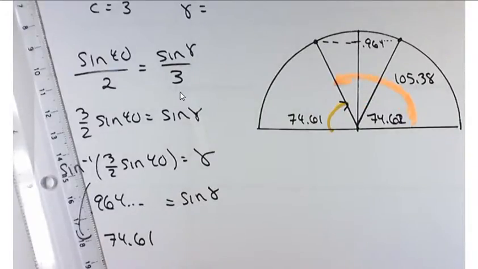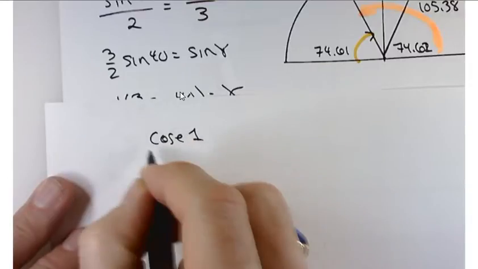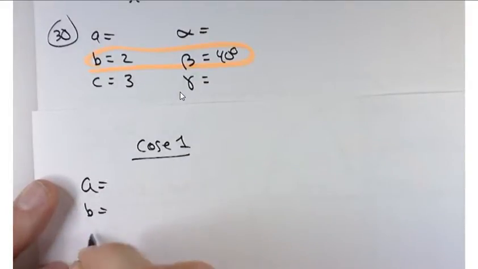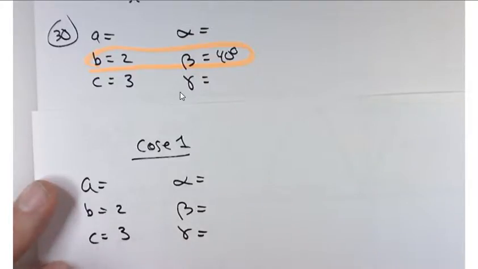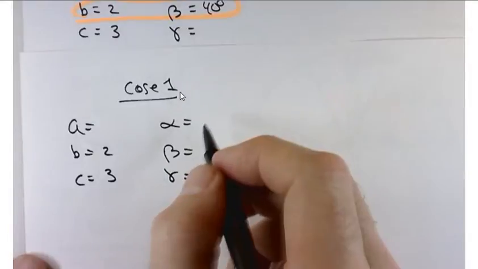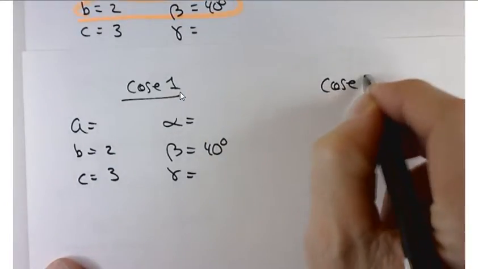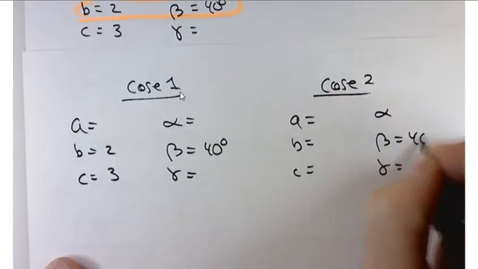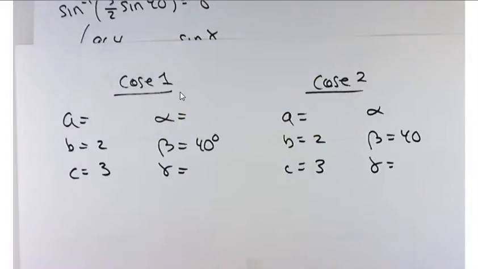So I got two cases. Do they both work? Well, let's find out. So let's go back here. Case one. Well, we have to check. So let me plug it in and see if they both work. So we had A, B, and C. With the law of sines, you really pretty much have to check them both for cases like this. And case two, A, B, and C, alpha, beta, gamma, that's 40, 2, and 3. So let's plug in our two various solutions. So one possibility was 74.62.